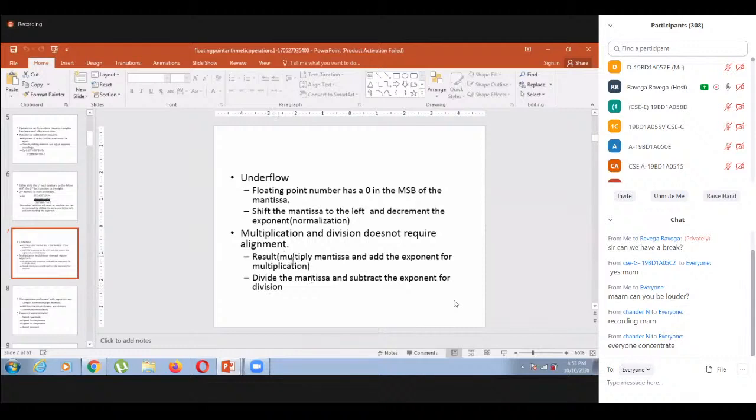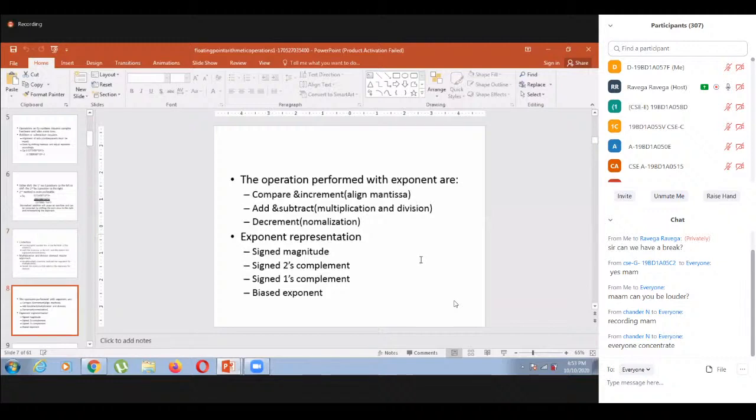So how to perform the multiplication? Multiply the mantissas and add the exponent values. That is the procedure for the multiplication. Coming to the division, divide the mantissas and subtract the exponent values. So the operations performed with the exponents: the first one is addition.